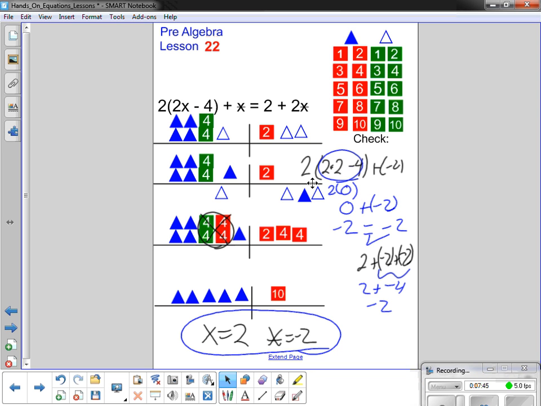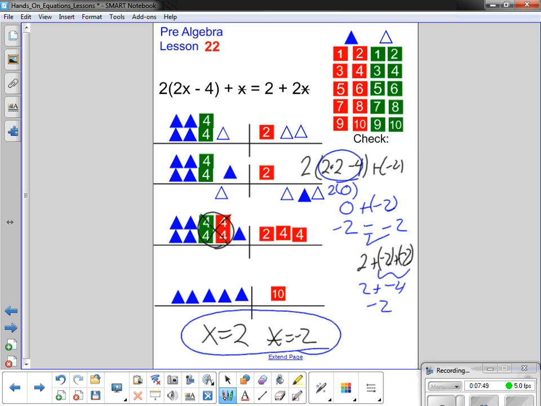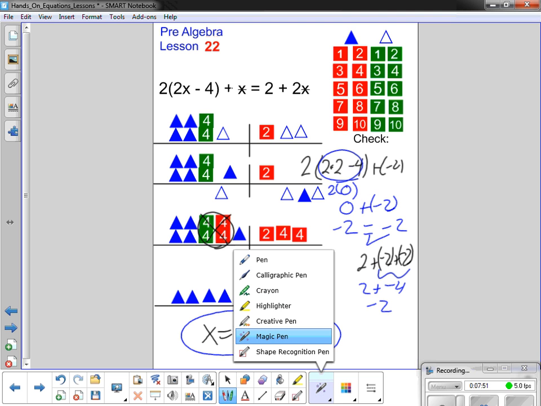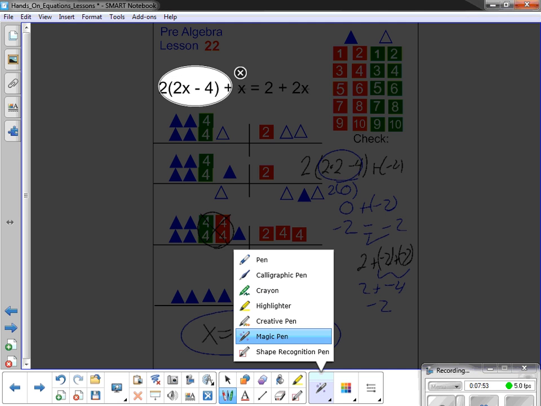So the big thing that we're looking at here is, again, noticing that we have these grouping symbols with that number outside that tells us how many of those we have to have. So when we work it through, make sure you have multiple copies of that.